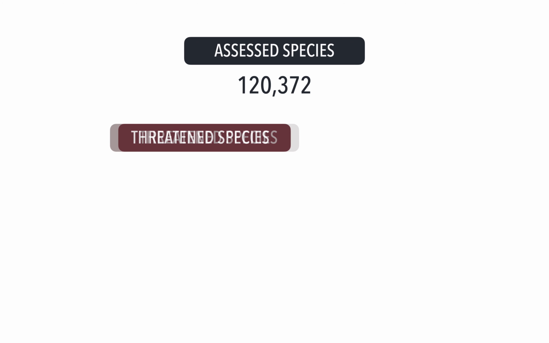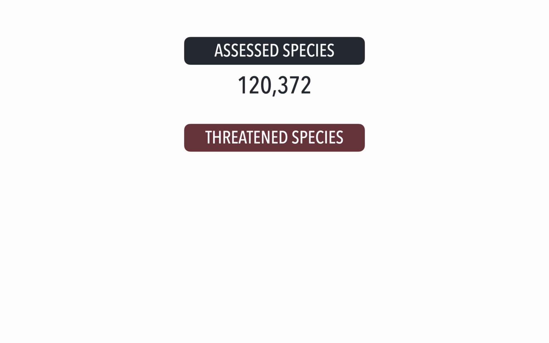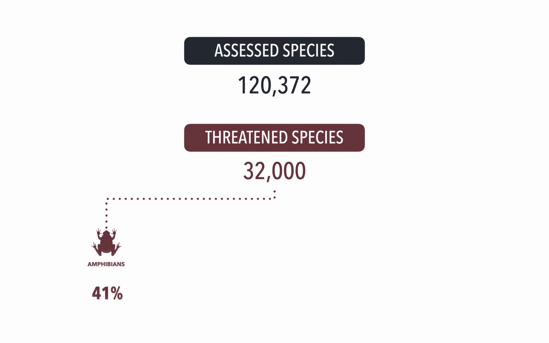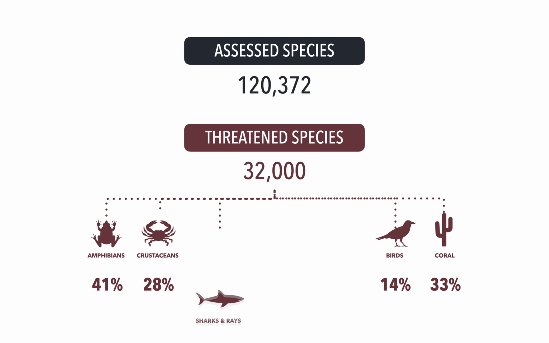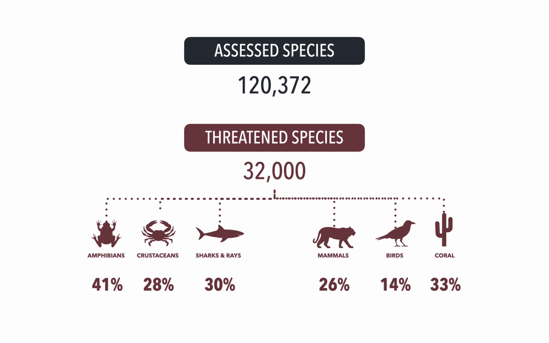Currently, there are 120,372 species that have been assessed by the IUCN. Of these assessed species, around 32,000 have received a distinction of threatened, which means they are classified as either critically endangered, endangered, or vulnerable. The 32,000 is comprised of 41% amphibians, 33% coral, 28% crustaceans, 26% mammals, 30% sharks and rays, and 30% conifers. As we can see, extinction is not just a single species, or even a group of organisms. It is a global problem that needs to be addressed.